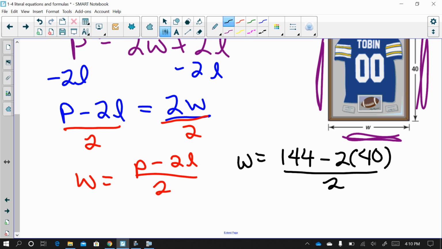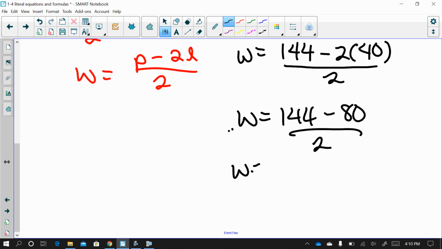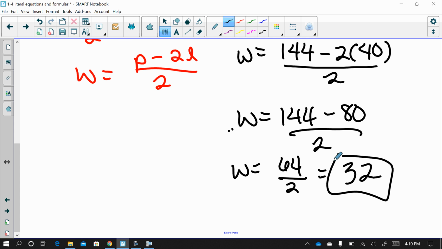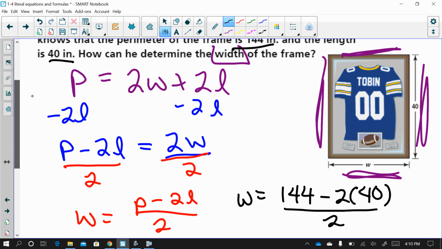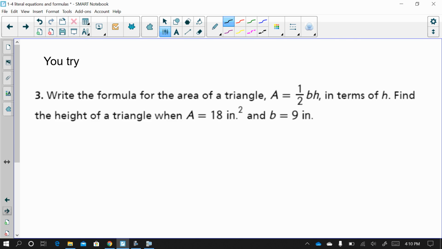Order of operations, we've got to do our multiplication first. So W equals 144 minus 80 all over 2. W equals 144 minus 80 is 64 over 2, which equals 32. So the width of my painting is 32 inches. Yep, 32 inches. And of course, I would have just plugged and chugged from the beginning, but we want to focus on rewriting.